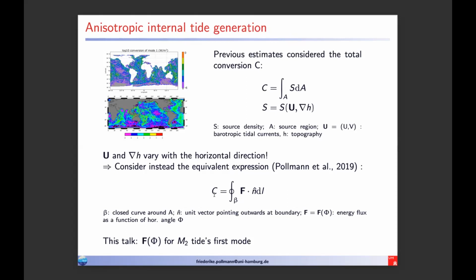Now we argued that one could consider the equivalent expression and calculate the conversion as a line integral around the source area over the energy flux. From this equivalence, among other things, you can estimate the energy flux. That's the quantity with the direction resolved that we're interested in, because then we also have the effect of the directionality of the barotropic tidal currents and the topography gradients included. In this talk, I'm not going to talk about this theory. What I'd like to show is what we get out of it when we apply it to the global ocean. I consider the first mode of the M2 tide.